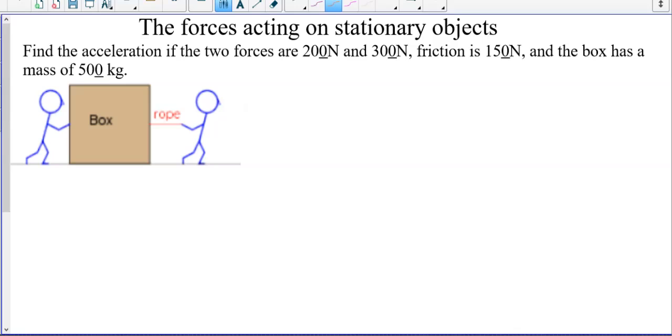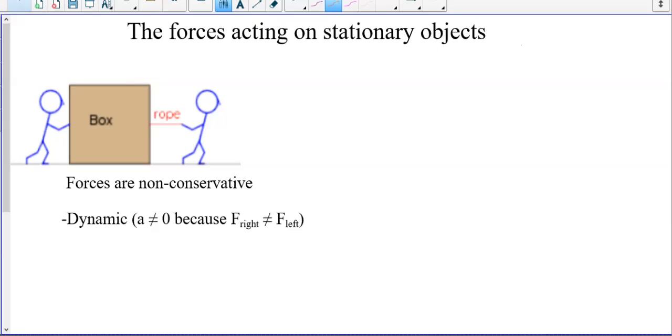if you had two people pulling, one person pulling on a box, one person pushing a box, you'd have a slightly different scenario. So this question says, find the acceleration if the two forces are 200 and 300 newtons, friction is 150 newtons, and the box has a mass of 500 kilograms. That's a very large box, but then again, the box is as big as these two gentlemen. So right off the bat, we know there's going to be an acceleration. So this is a dynamic situation.